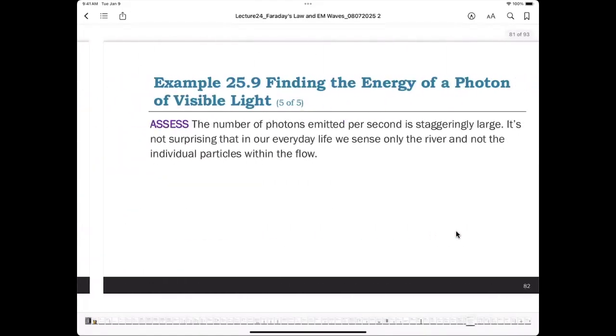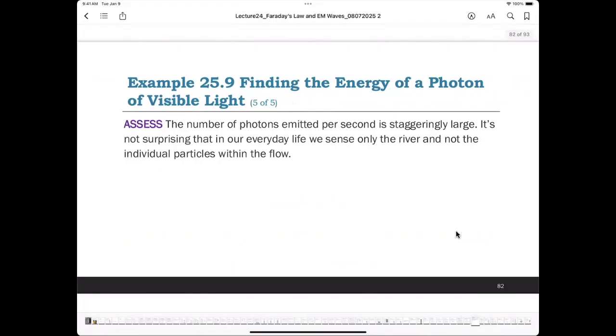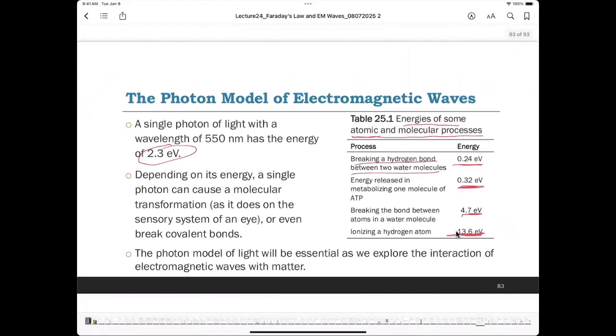In today's class, we talk about Faraday's law. Faraday's law helps us find the induced EMF, and after you find the induced EMF, you use Ohm's law to calculate the induced current, and then for the direction you can use Lenz's law.